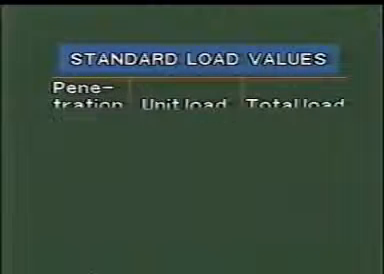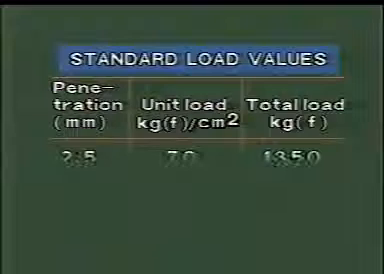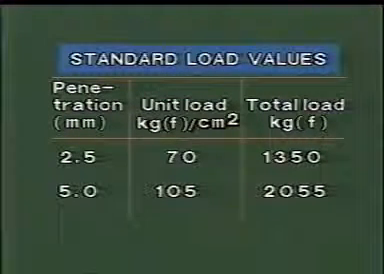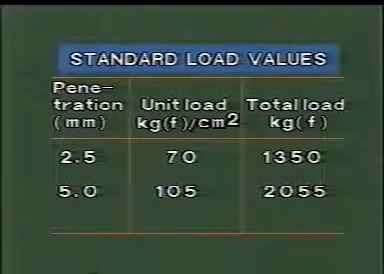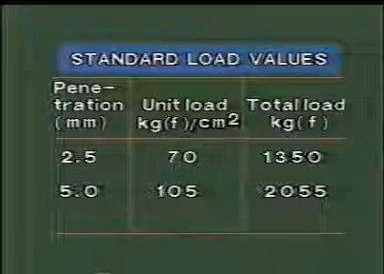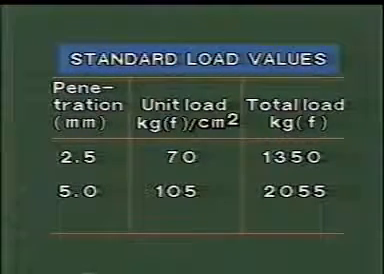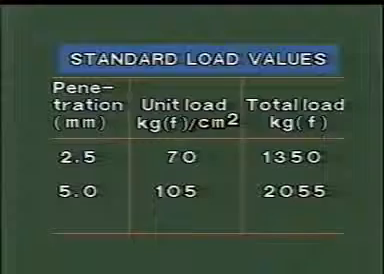Generally, CBR value for 2.5 millimeter penetration will be greater than that at 5 millimeter penetration, and in such a case the former is taken for design purpose. The results obtained by this test can be used to determine the thickness of flexible pavements using Indian Road Congress specifications.